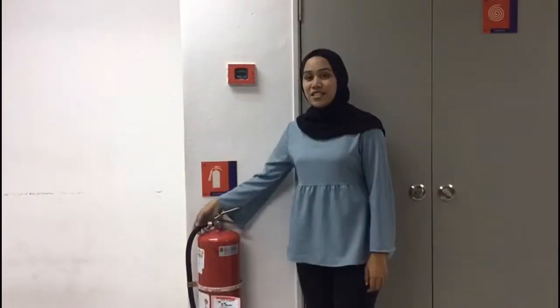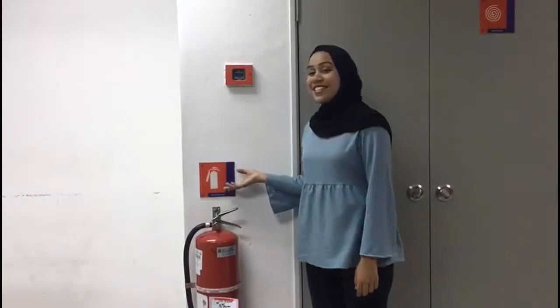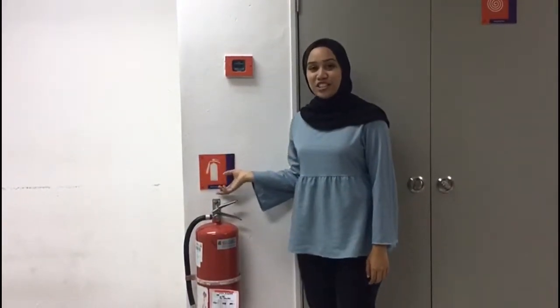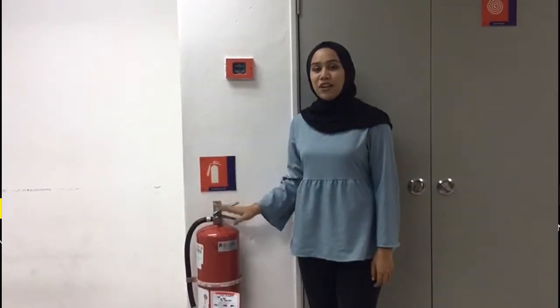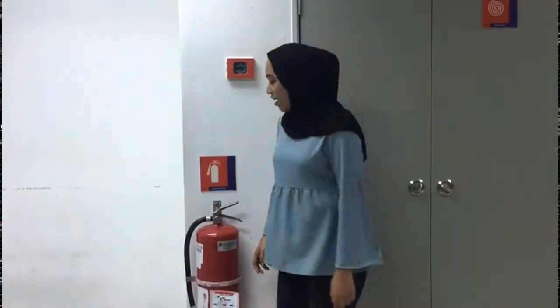Okay, this is a fire extinguisher, and this is the symbol of a fire extinguisher. You can find a fire extinguisher in any kind of commercial and industrial building. There are 4 types of fire extinguisher.